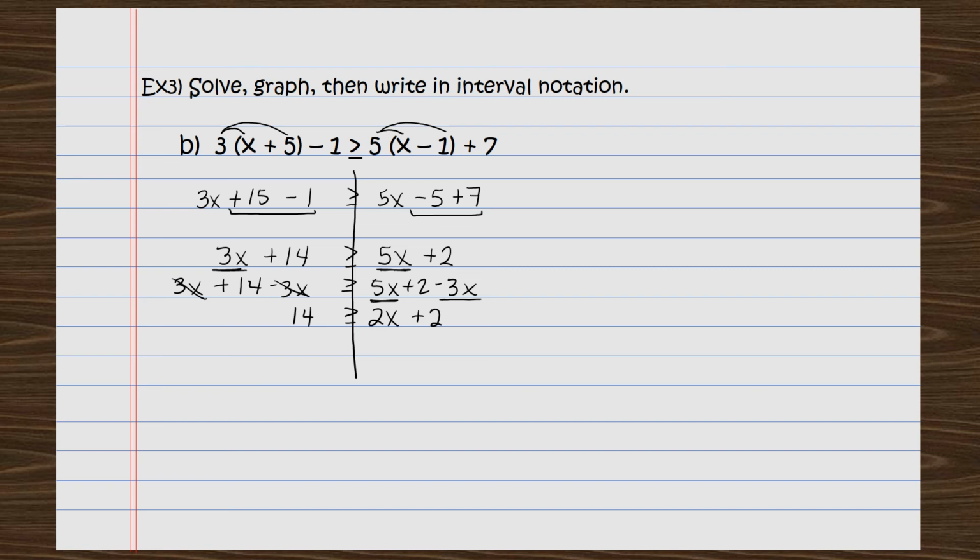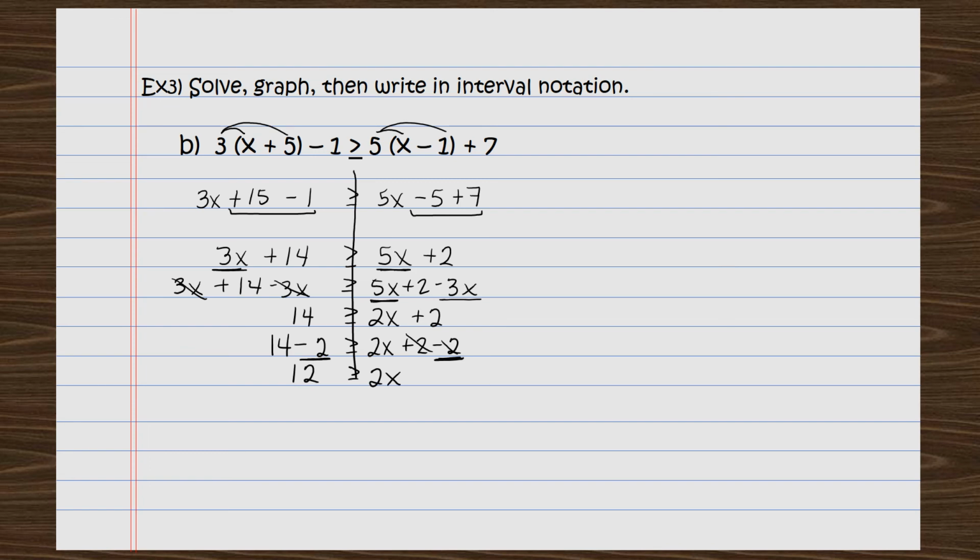So I've gathered my x's, but now I want to get rid of any plain numbers, such as that plus 2. So to get rid of adding 2, I must subtract 2 from both sides. And I'm being fair because I've done it to the left side and the right side. The 2's cancel, giving me a 2x. And on the left side, 14 minus 2 is 12.